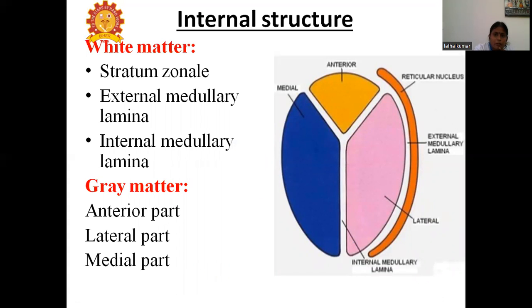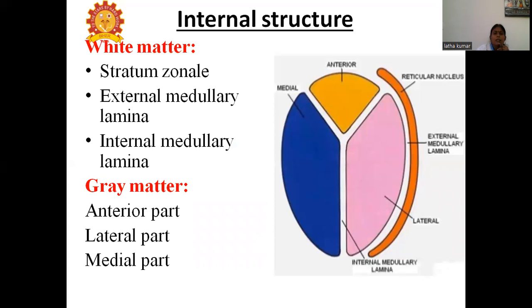It has white matter and gray matter. The white matter includes the stratum zonale, the external medullary lamina and the internal medullary lamina. The stratum zonale is a thin layer of white matter covering the superior surface of the thalamus. The external medullary lamina is a thin layer of white matter covering the lateral surface of the thalamus, and the internal medullary lamina is Y-shaped. In this picture you can see it is Y-shaped. It is present within the gray matter.